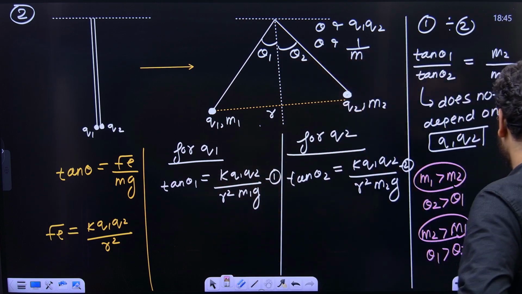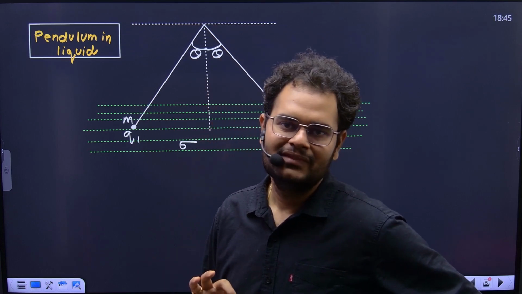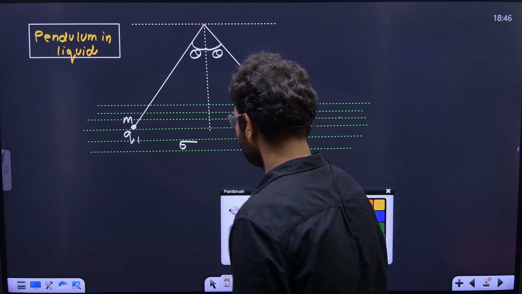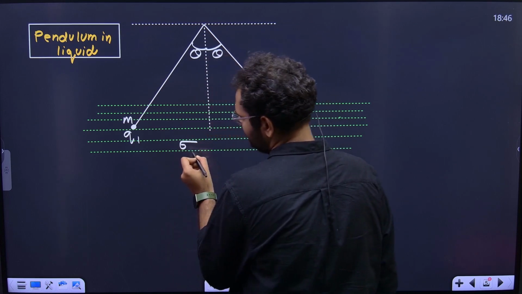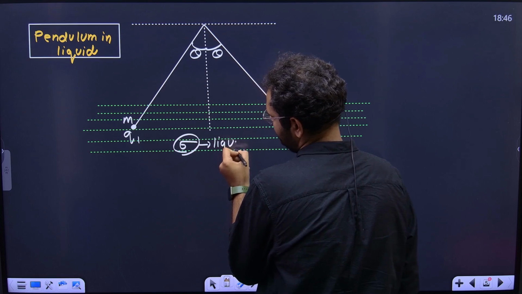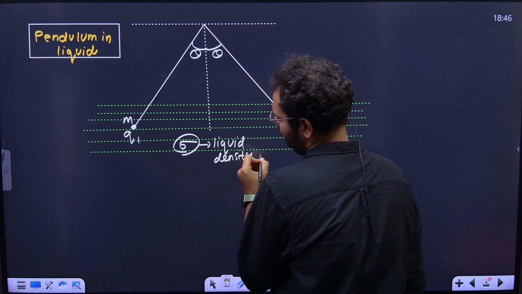And here what happens if we dip the entire system inside the liquid. Now here what I am assuming is sigma is the density of the liquid. Okay, this is liquid density. What will I take?